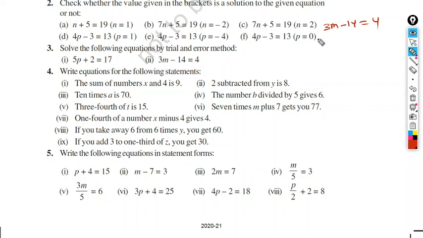Okay, so let's assume m equal to 1. Now 3 into 1 minus 14 equals what? 3 into 1 is 3, minus 14 equal to minus 11. You can write, which is not equal to RHS, where RHS is 4. So it is not the solution.